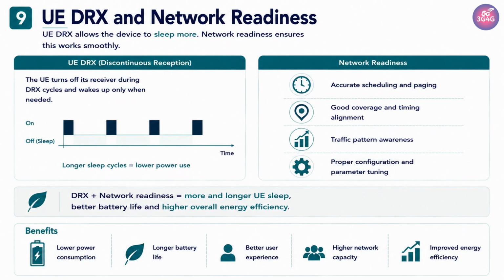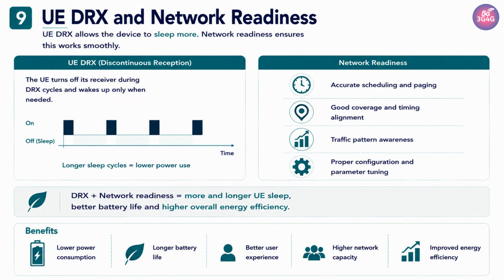Next, let us look at UE DRX and network readiness. DRX stands for discontinuous reception. It allows the user equipment to switch off its receiver for periods of time and wake up only when it needs to monitor for control information or receive data. This is mainly a UE power saving feature. It helps improve device battery life, but it also matters in the wider energy efficiency story because the UE and the network need to coordinate properly.